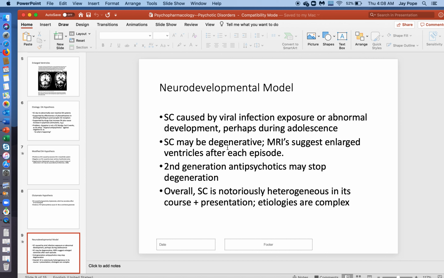We do know, though, that the second generation of antipsychotic drugs, called the atypical antipsychotics, may stop some of this degeneration. One thing I would like you to know, however, is that schizophrenia is notoriously heterogeneous in its course and presentation, so looking for one particular cause is probably not the way to go. We've been looking for that magic bullet, that one model or one hypothesis that's going to explain everything. Although there have been several compelling and good theories, no theory has necessarily won the day at the expense of all others.